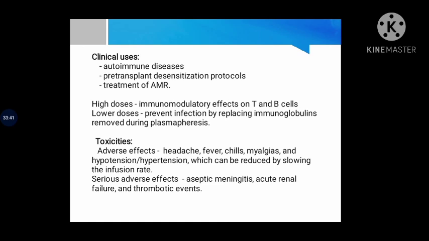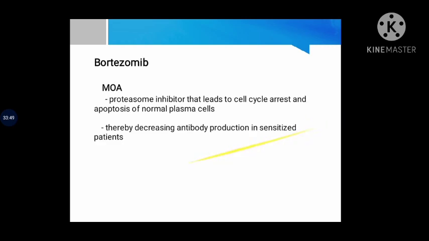The other drug that also belongs to immunosuppressants is bortezomib. Its mechanism of action is as a proteasome inhibitor that leads to cell cycle arrest and apoptosis of normal plasma cells, thereby decreasing antibody production in sensitized patients.